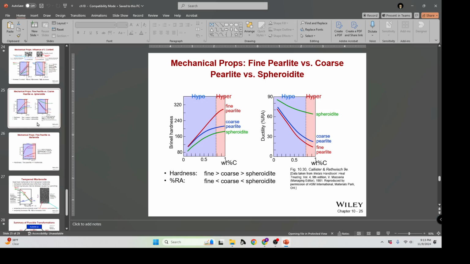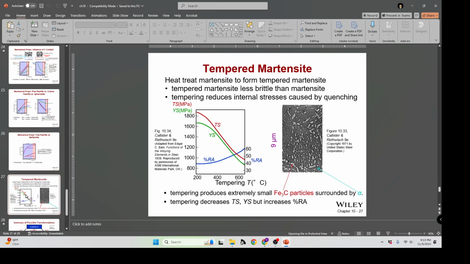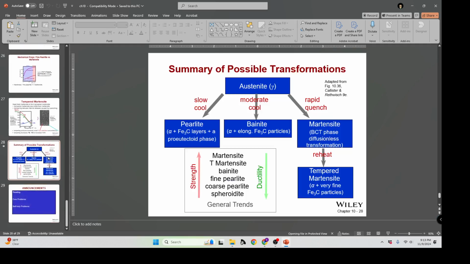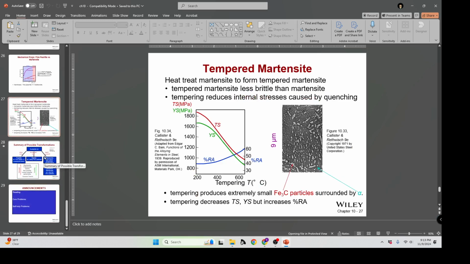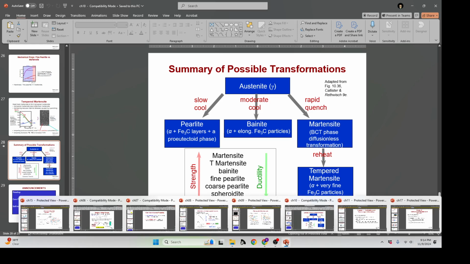Pearlite and spheroidite and coarse pearlite and fine pearlite are all compared here in terms of hardness and ductility. Then there's other mechanical aspects, and tempered martensite becomes one of the most important of the materials because you can control how they behave. So very high in strength, very low in ductility. Those have an inverse relationship, and depending on the cooling rate, you get different phases.